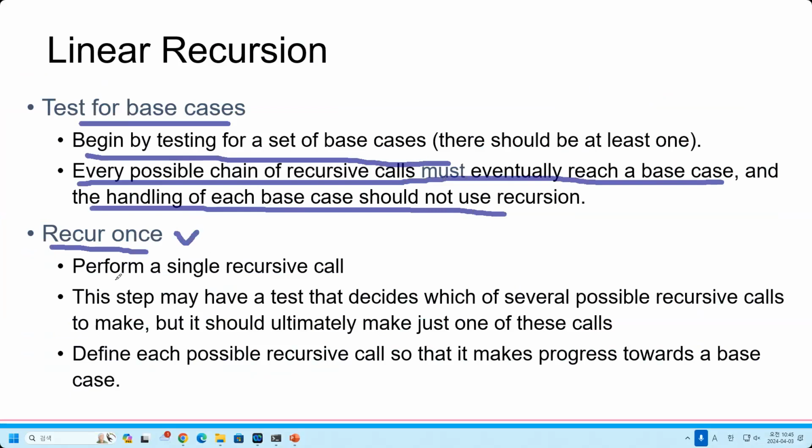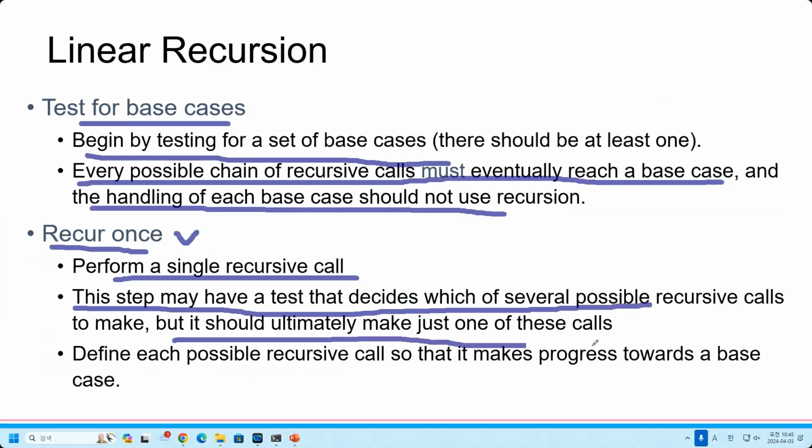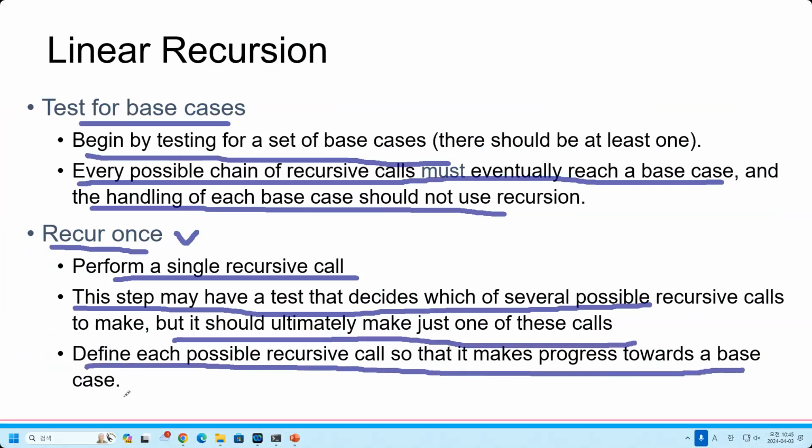For the recur ones, it performs a single recursive call, and this step may have a test that decides which of the several possible recursive calls to make. But it should ultimately make just one of these. And it is to define each possible recursive call so that it makes progress toward a base case. When you make the recurrence, you need to go to the base case.